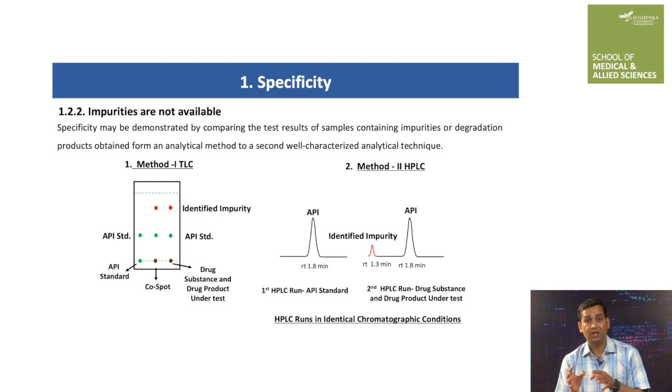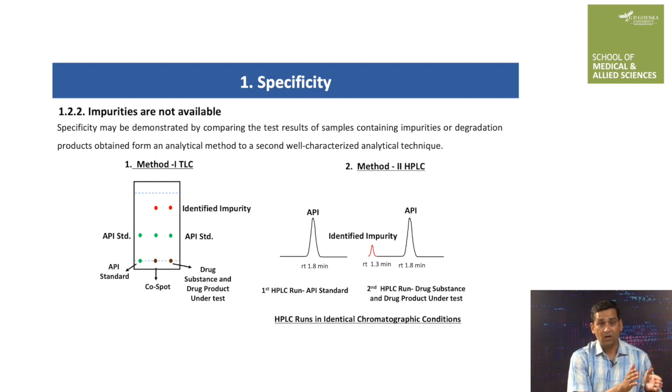Now we can perform HPLC to confirm the impurity. The first HPLC run is performed with API standard only, which shows an RT, for example, at 1.8 minutes. Then the second run is performed with the drug substance or drug product under test. If this sample has any impurity, it would be observed in the chromatogram, for example at 1.3 minutes in the red color, along with the peak of the API standard. By comparing both of the HPLC runs, we can confirm the presence of an impurity.